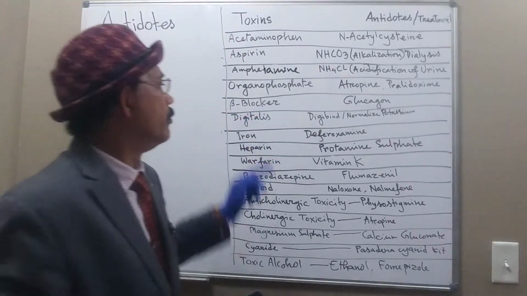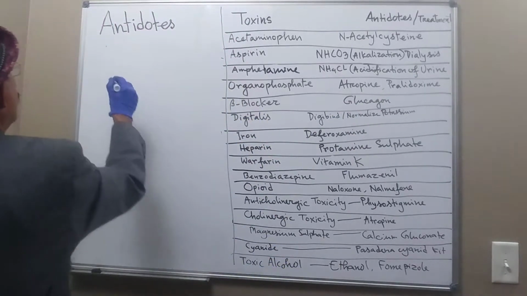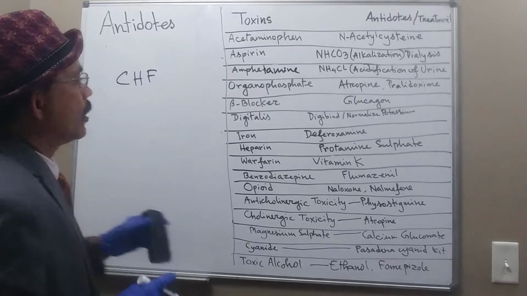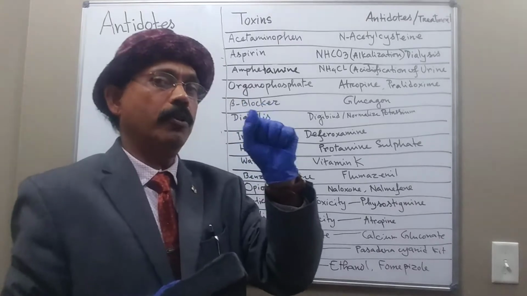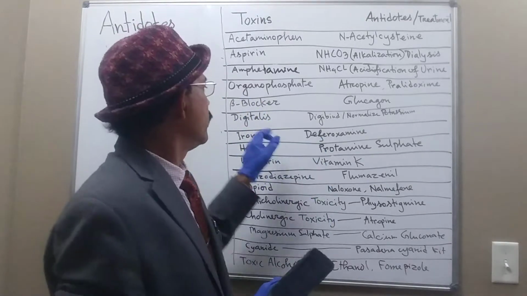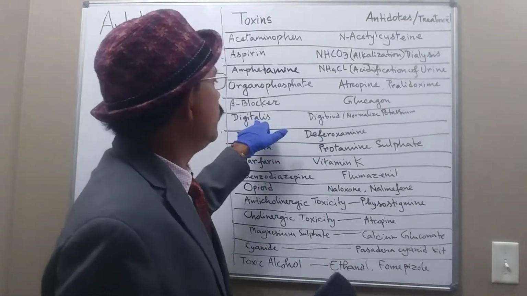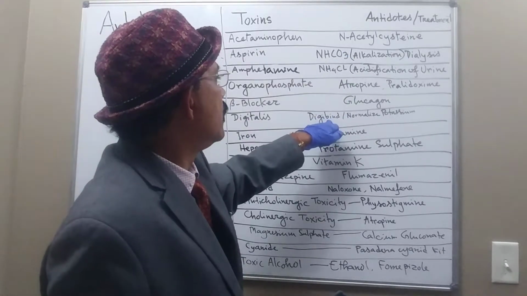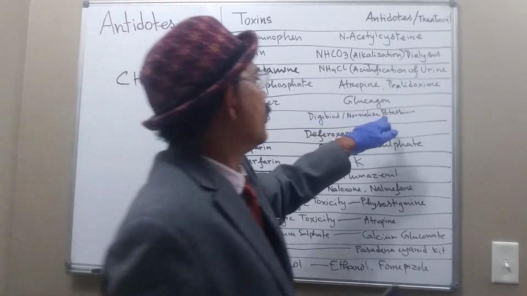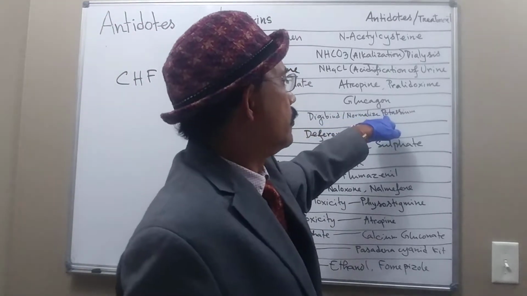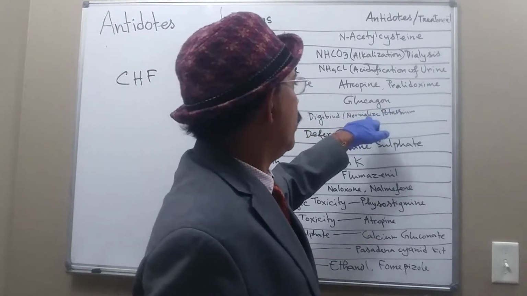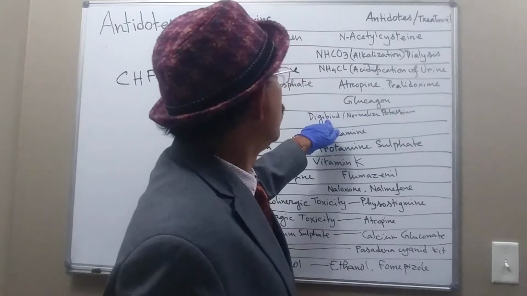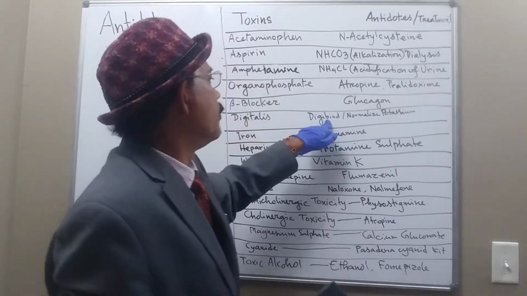Digitalis is a medication used in congestive heart failure. It increases the force of contraction of the heart. It should be managed by its antidote, digibind, and we must normalize the serum potassium level. It may need dialysis, but the antidote is digibind.